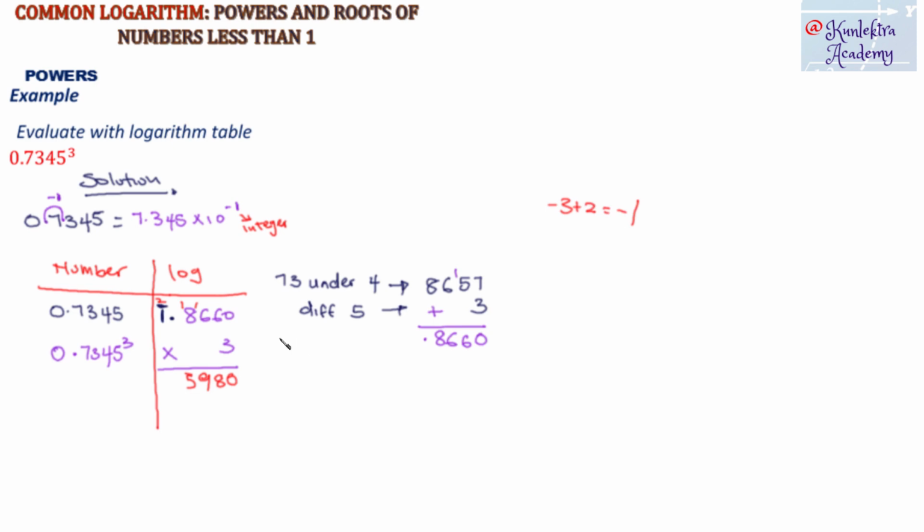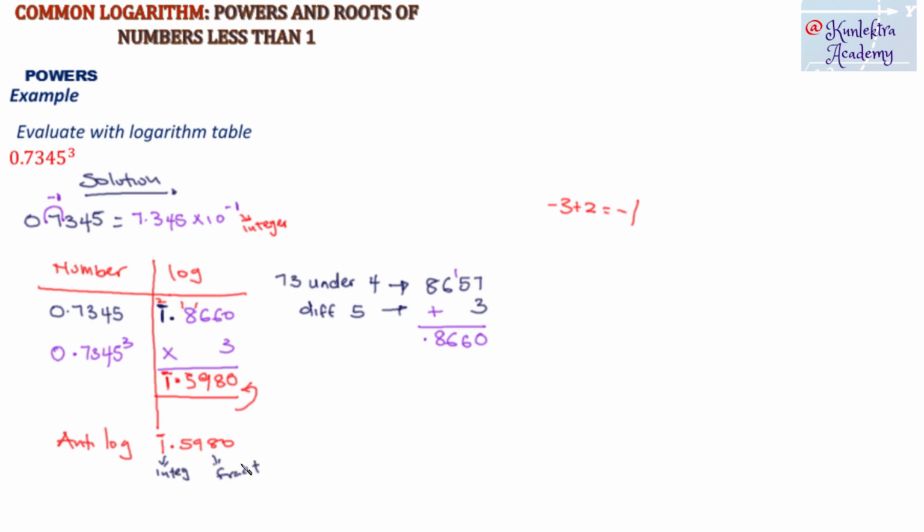Now, when you check it, that's -1. Then you have your 1 bar. Now, having gotten the logarithm of 0.7345 raised to power 3, you find the antilog of this number. We are looking for the antilog of this number. Then what will be the antilog? Antilog of 1 bar, 0.5980. Now, notice something. This is our integer, and this is our fractional part.